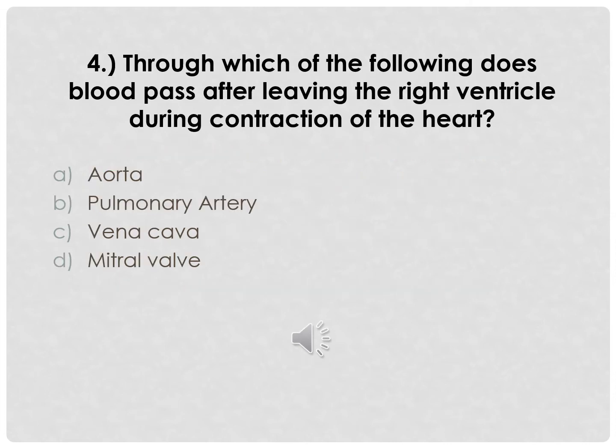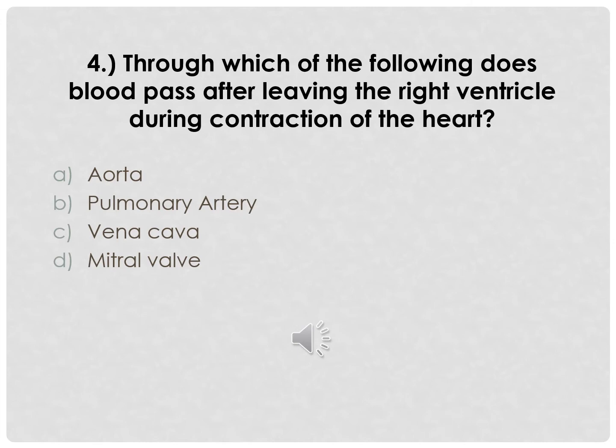Through which of the following does blood pass after leaving the right ventricle during contraction of the heart? So this question requires that you know blood flow through the body. Keep in mind that the left side of the heart provides blood to the body, while the right side of the heart supplies blood to the lungs. So the answer should have something to do with the lungs.